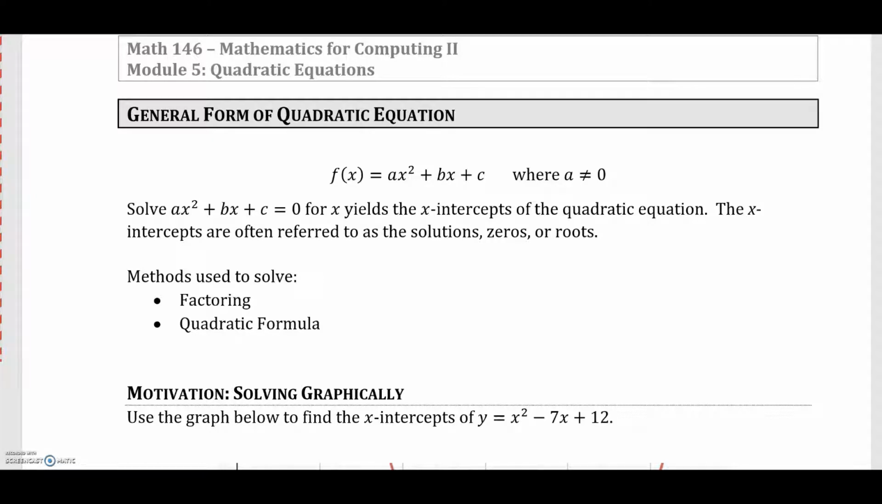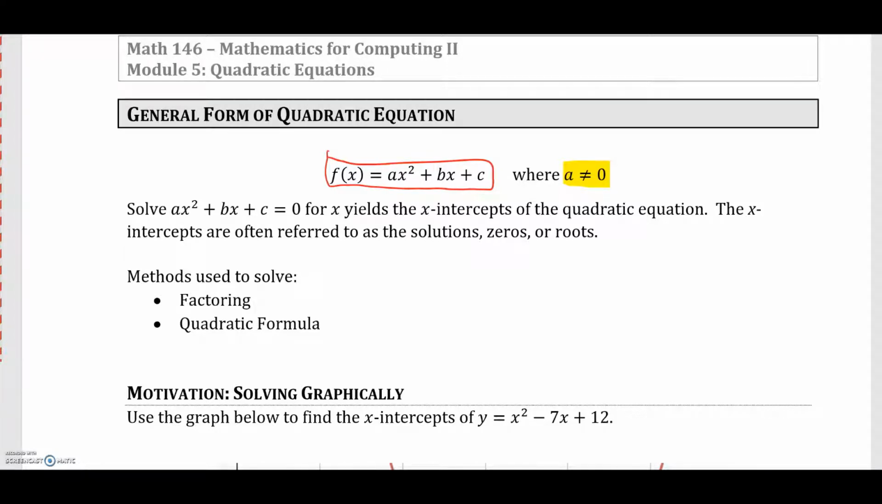The general form of the quadratic equation is given by f of x is equal to a times x squared plus bx plus c. Note there's a requirement for a to not equal 0, as if our coefficient a was equal to 0, we would be left with a linear equation and not a quadratic equation.